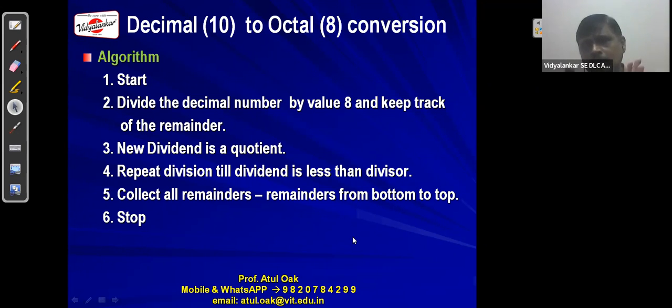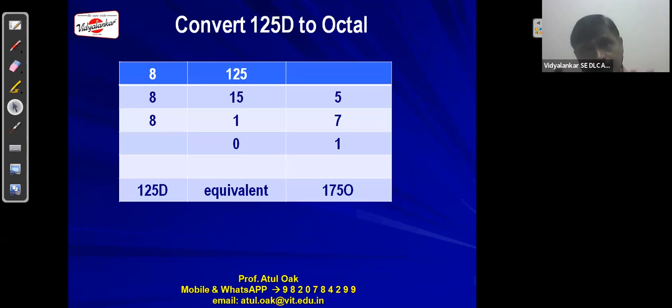Okay, let's see how we apply this algorithm. Observe this example. Now this is in table format. I want to convert 125 decimal to octal. So this is my 125 decimal number, and I will divide by 8. 8 ones are 8, remainder is 4, 8 fives are 40, final remainder is 5. So this is my remainder R, and this is my quotient.